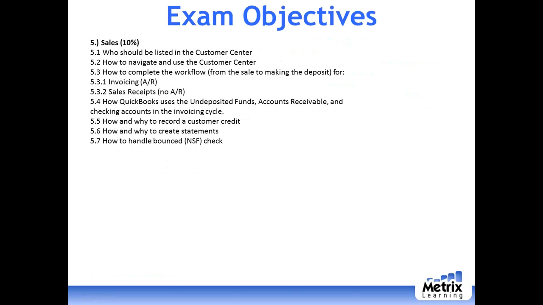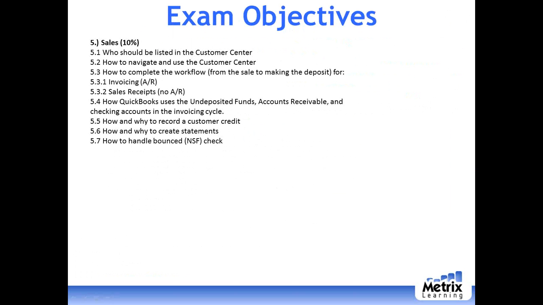So section number 5 is sales, 10% of the questions asked. You'll want to know the 5 ways to record sales. So that is invoices, sales receipts, statement charges, deposits, and through Excel, Peachtree, or another QuickBooks compatible program. You'll want to know who should be listed in the Customer Center, how to navigate and use the Customer Center, how to complete the workflow from sale to making the deposit for invoicing, sales receipts.